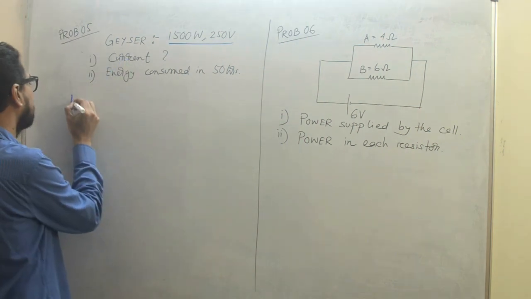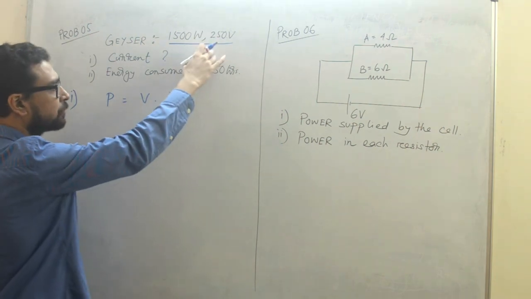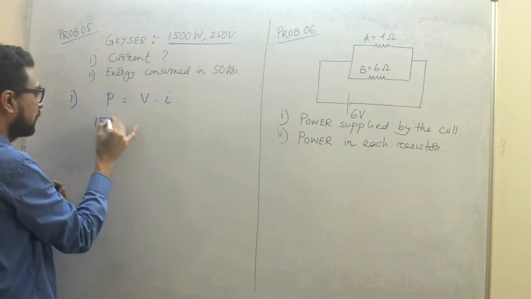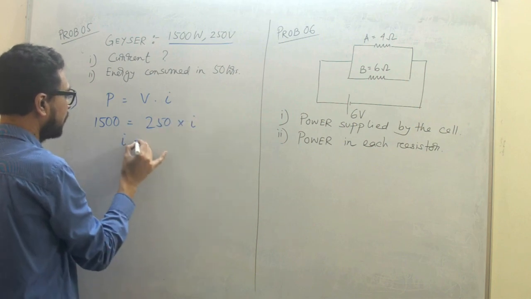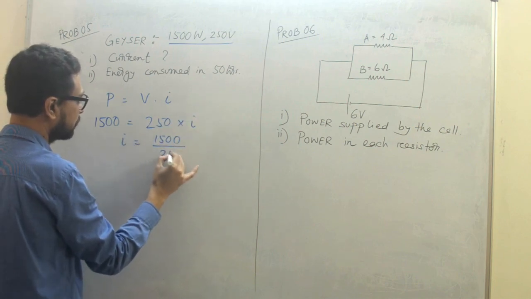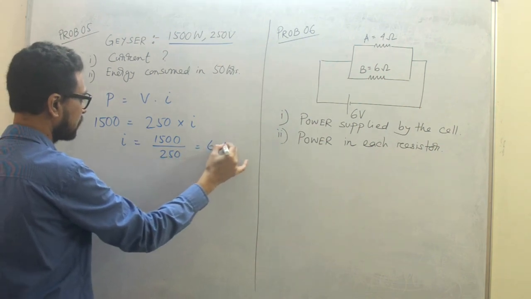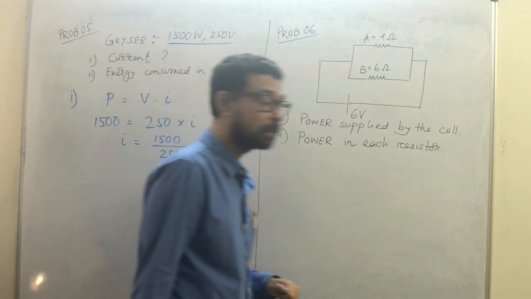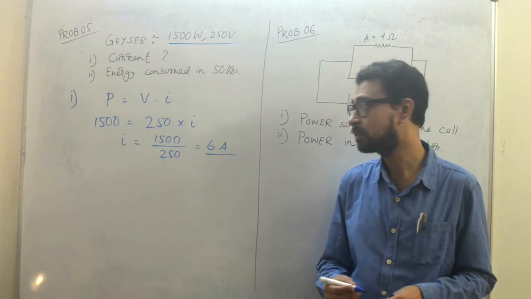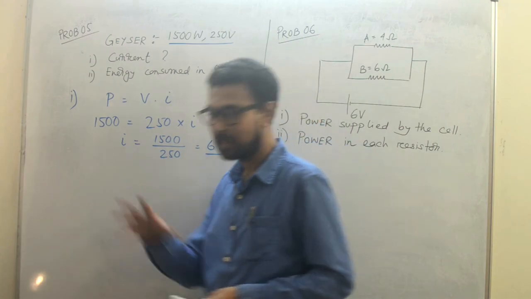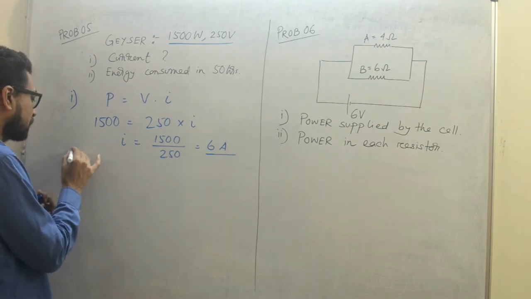So current we have to find out. Power is equal to volt into ampere. It is connected to 250 volt, assuming that. So 250 into I, and from here we can calculate 1500 by 250, which is basically 6. So 6 ampere is the current. So the geyser can use a huge amount of current, 6 ampere. Geyser, air conditioner, refrigerator, they take a huge amount of current from the circuit. Anyways, so next is the energy.